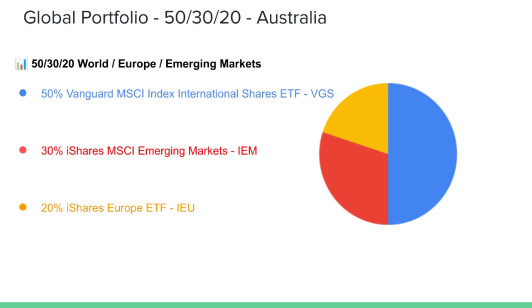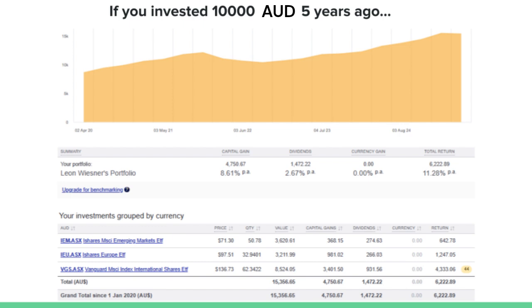If we check the history of this one, with this one in mind, over 5 years, if you had invested 10,000, you would have earned on average 11.28% per annum. $6,222 Australian dollars would be yours after 5 years, which is honestly pretty solid.